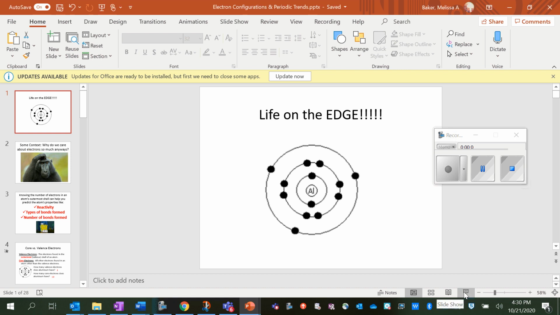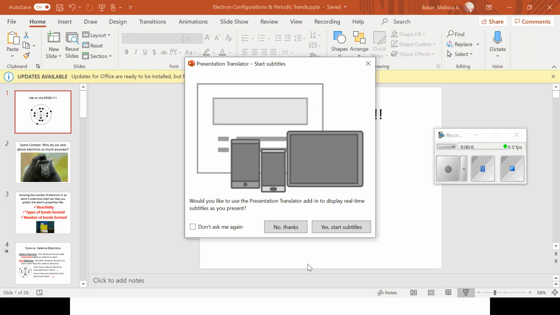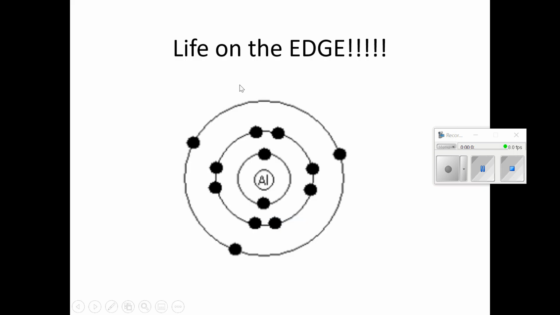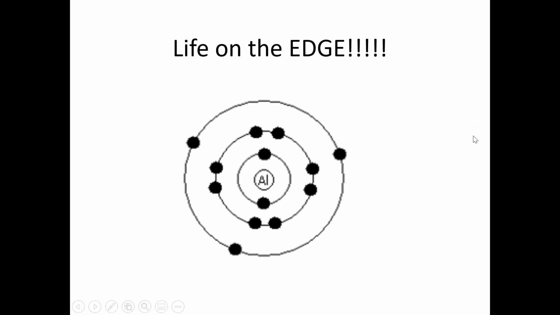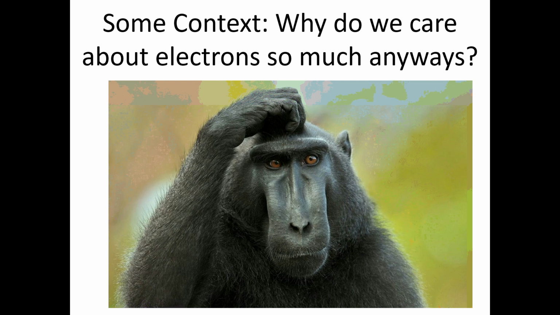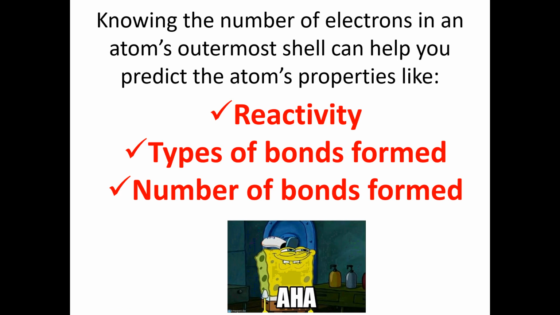All right, let's talk about electrons. So they call this life on the edge because electrons are sort of like the skin on your body. They're the outside of the atom. So why do we care about electrons and where they live? Because that's really what we're talking about in this lecture. We care about electrons because it tells us a lot about the atom's properties.